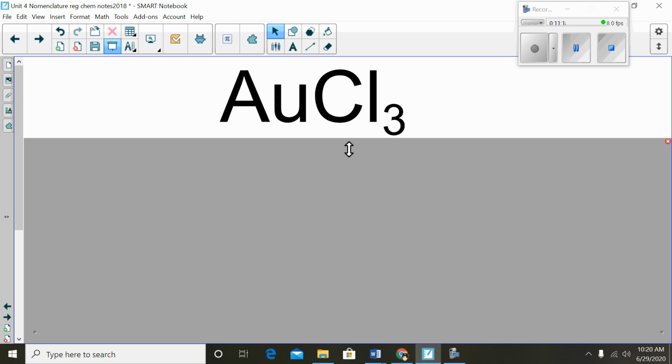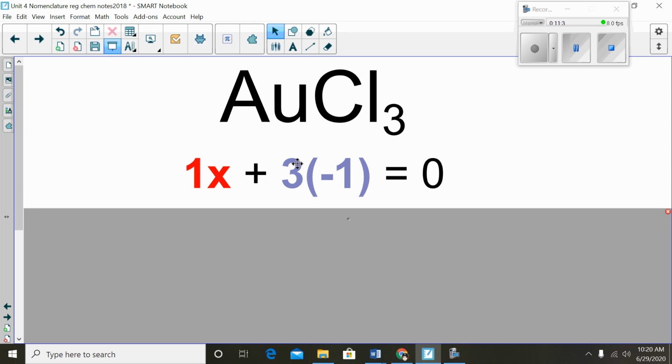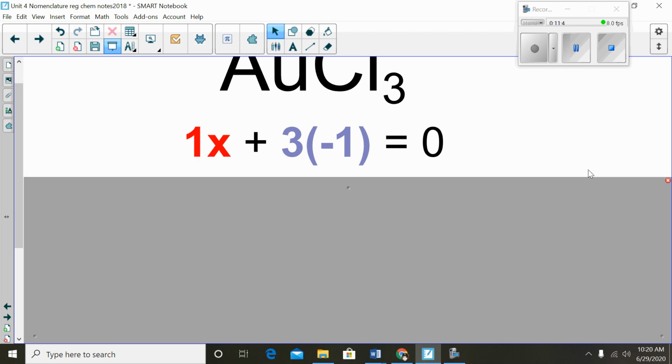Okay, let's try another one. So AuCl3. Au is a type 2 metal. And then we have Cl3. So Cl is chlorine, and we know that charge, right? Because it's the anion. So Au is my unknown. So I have one of them because there's no number in the formula, and that's my X. Chlorine, I have 3 of them, and chlorine's charge is always -1.